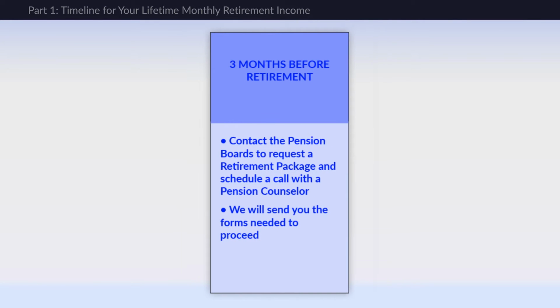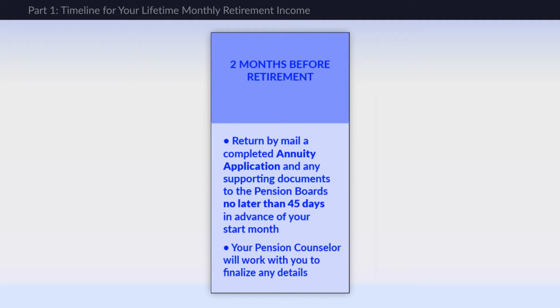3 months before you retire, please contact the pension boards to schedule an appointment with the pension counselor. We will send you the necessary forms to start the process. 2 months from your retirement date, we will ask you to return by mail the completed annuity application and any supporting documentation requested by your pension counselor. The pension counselor will work with you closely to finalize any details.